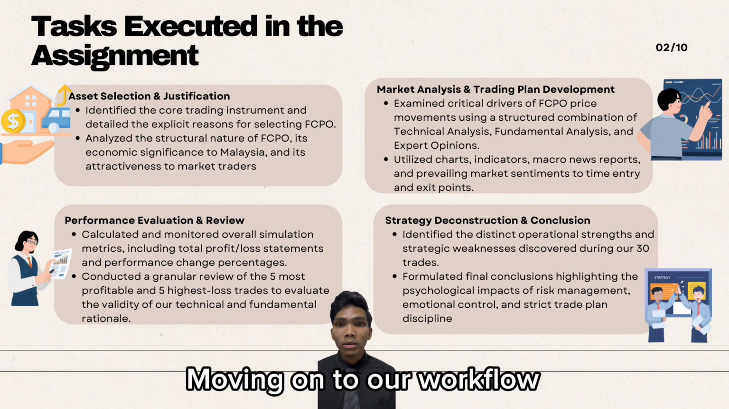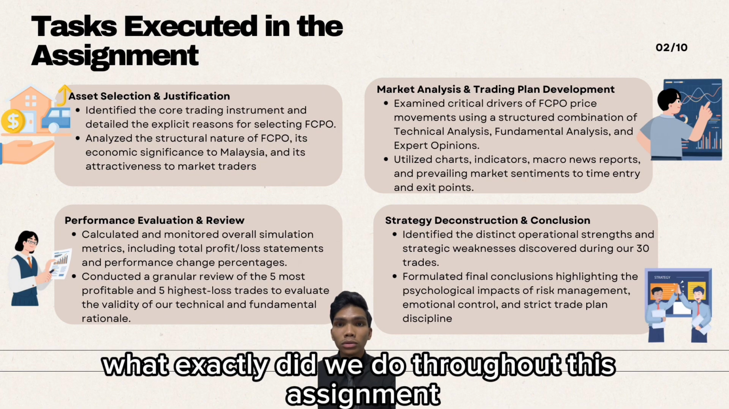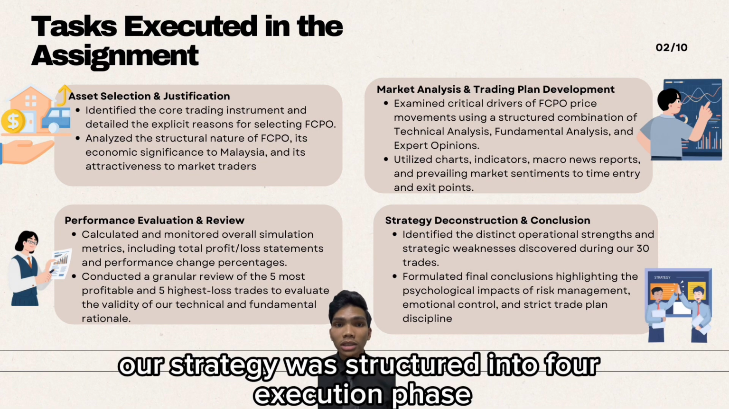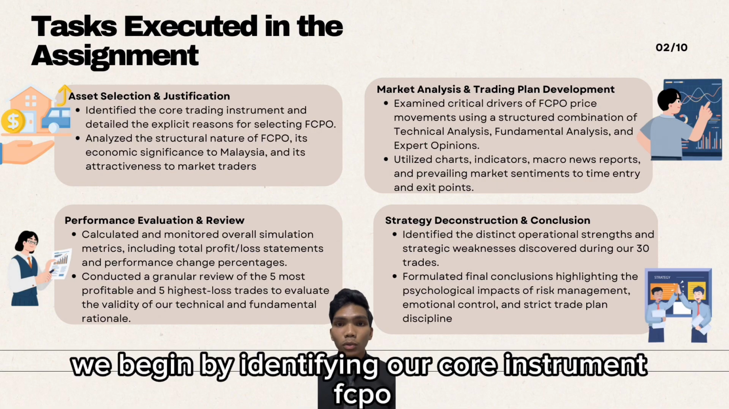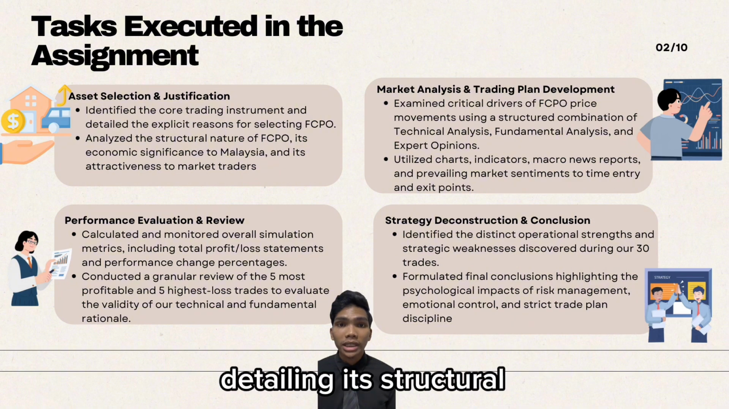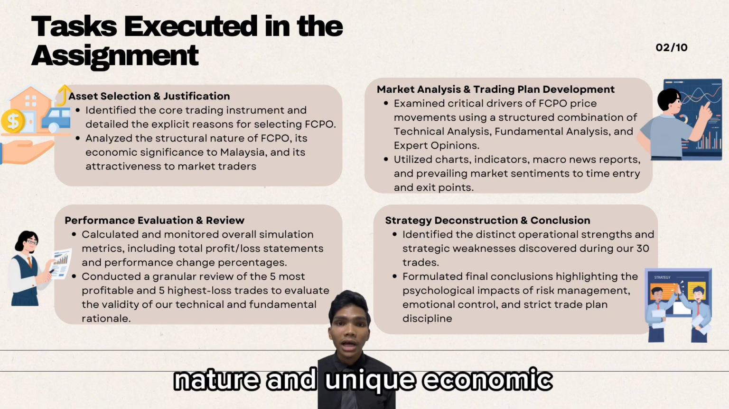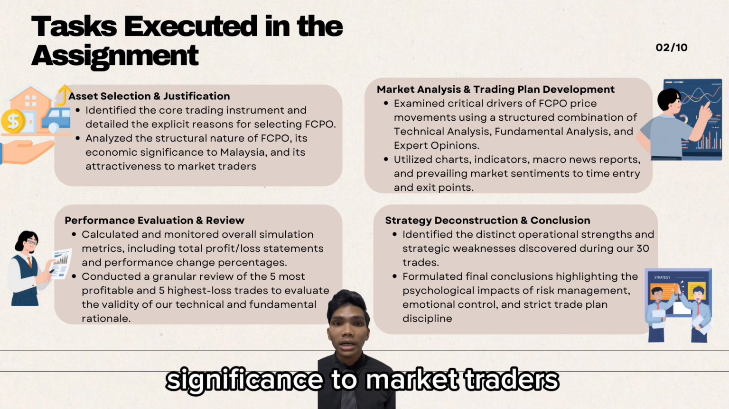Moving on to our workflow, what exactly did we do throughout this assignment? Our strategy was structured into four execution phases. Phase 1 was asset selection and justification. We began by identifying our core instrument, FCPO, detailing its structural nature and unique economic significance to market traders.